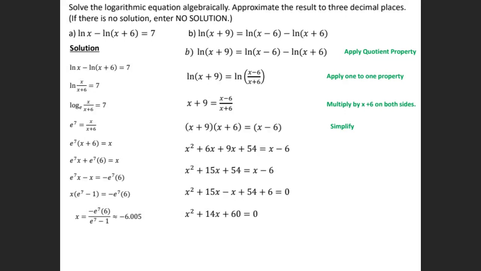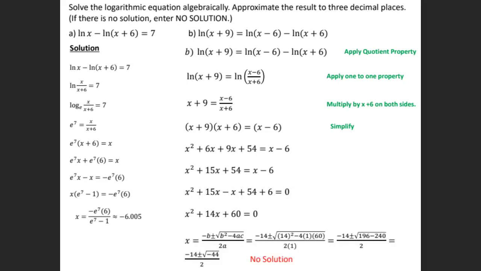Again, we can factor or use our quadratic formula. This one is a good example to use our quadratic formula. Again, our quadratic formula is negative b plus or minus the square root of b squared minus 4ac, all over 2a. Again, in our problem, a is 1, b is 14, c is 60. Plug in those values, and you'll notice we're not going to get a solution, right? Because the square root of -44 will give us imaginary numbers. Even though we know how to handle those, on these particular problems, we will have no solution.